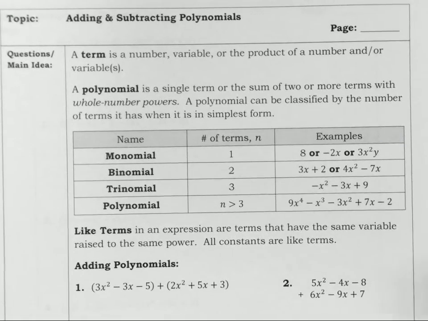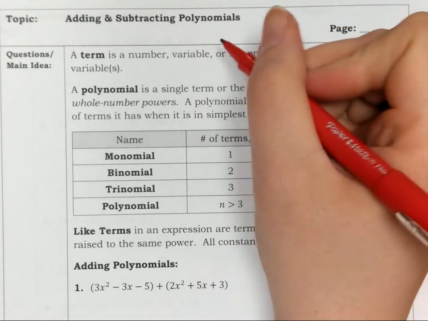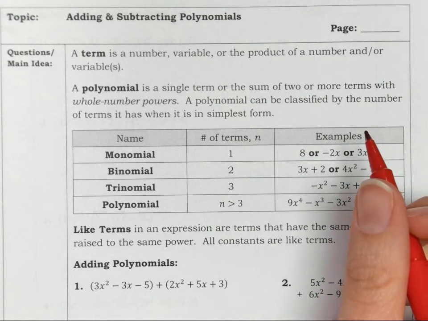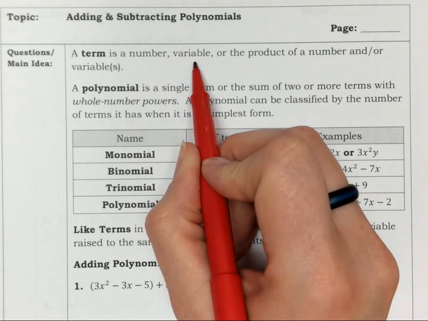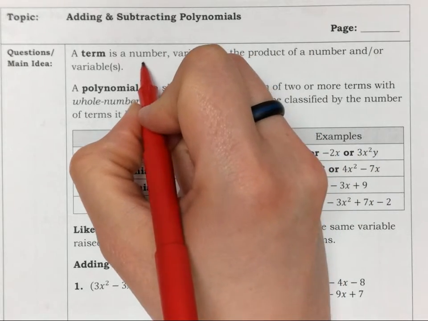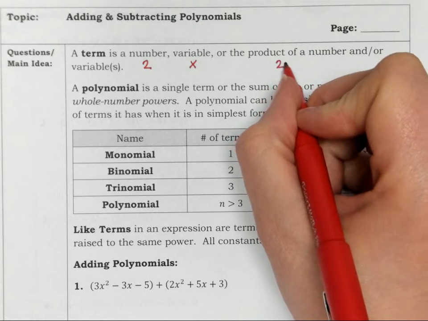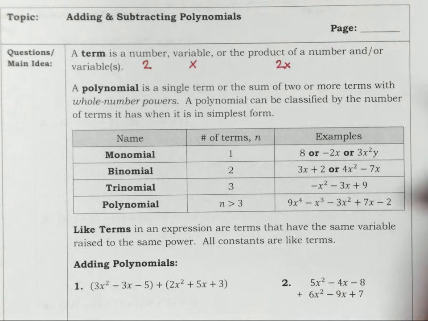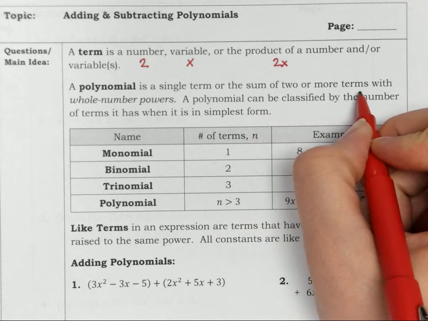All right, we are going to start today by talking about adding and subtracting polynomials. And polynomial is just a big fancy word. All it means is I have a whole bunch of terms together. So a term is either a number by itself, a variable by itself, or the product of a number and a variable. So a number by itself as in 2, a variable by itself as in x, or the product meaning 2x together. A polynomial is made of terms, so polynomial just means I'm putting all these terms together by adding or subtracting them.